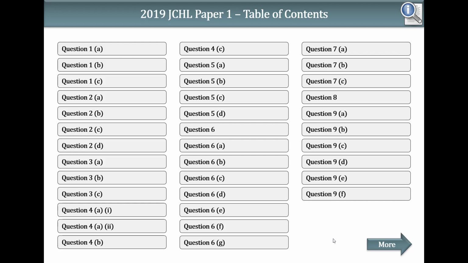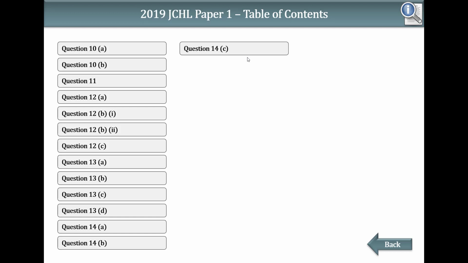Let's take a look at the 2019 Junior Cert Higher Level Paper 1 question 14C. Now the 14C is a standalone question. It's not linked to the 14A and 14B that came before it. It asks us to simply solve a quadratic equation. So our quadratic equation is 2x squared plus 13x minus 3 equals 0.